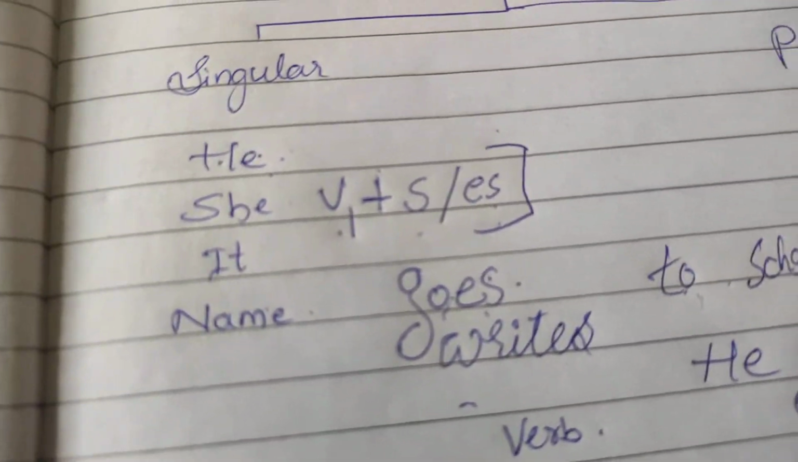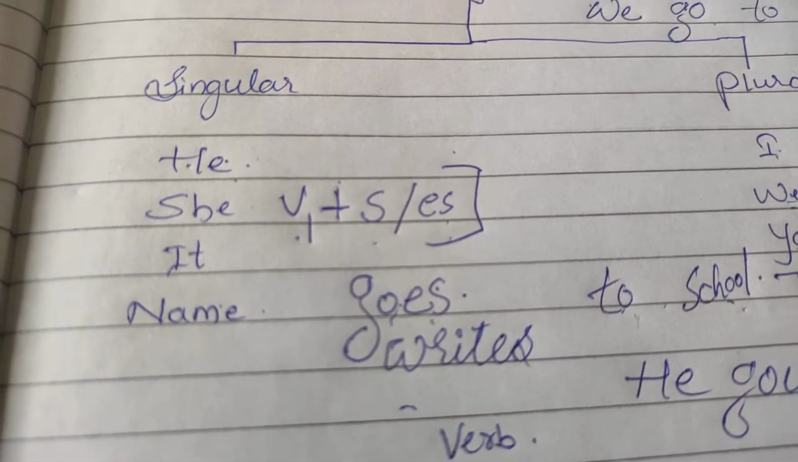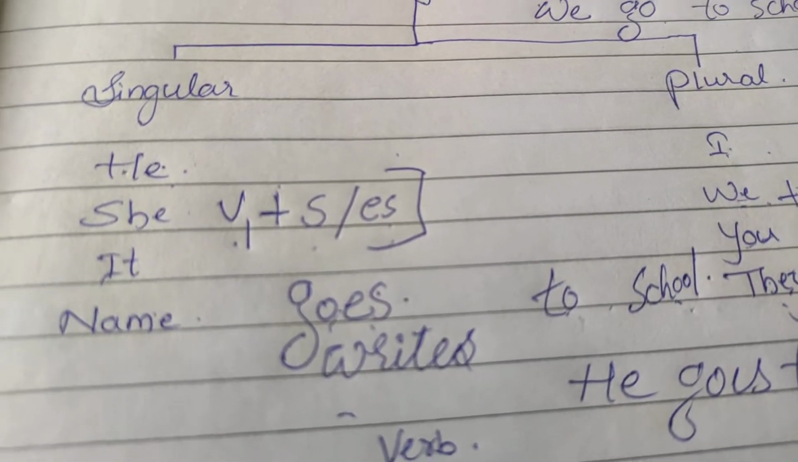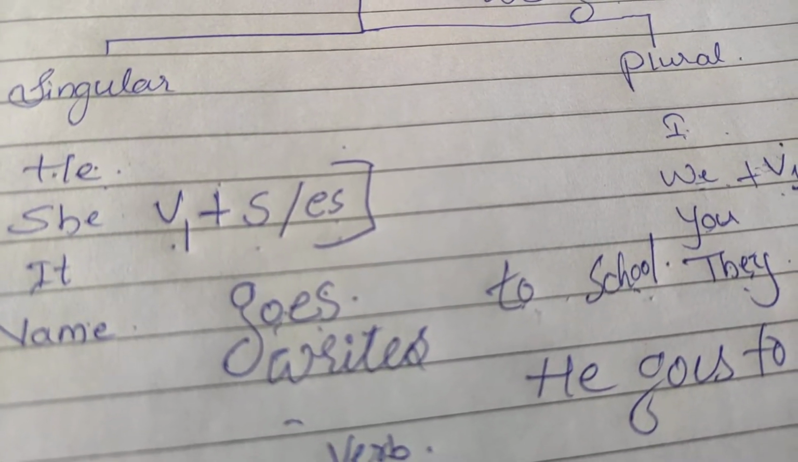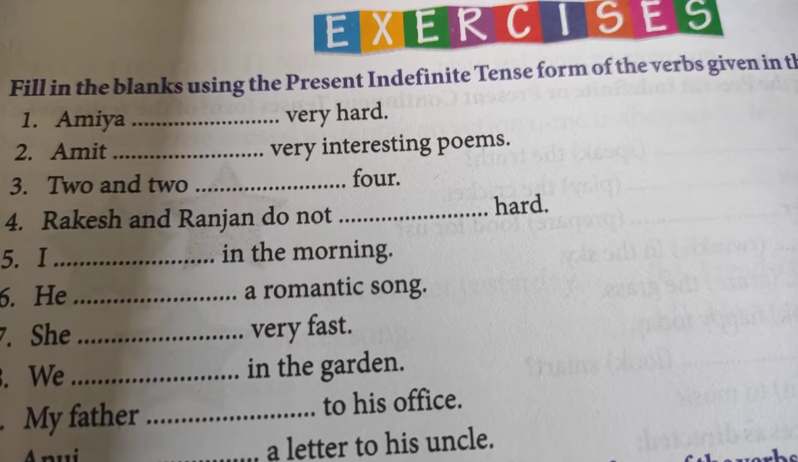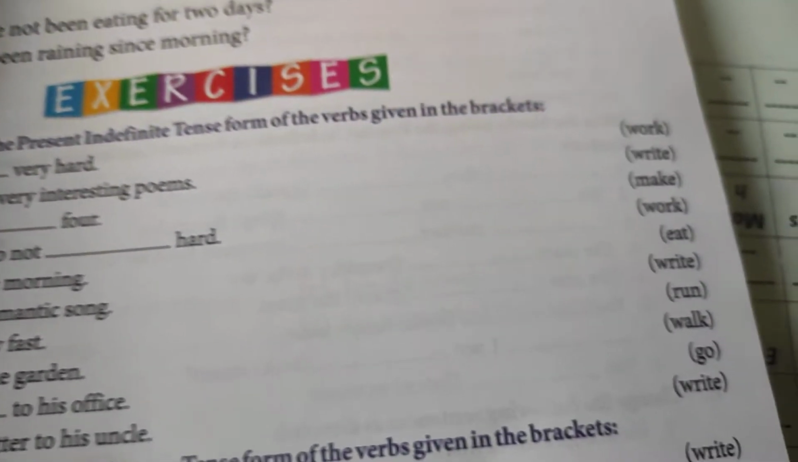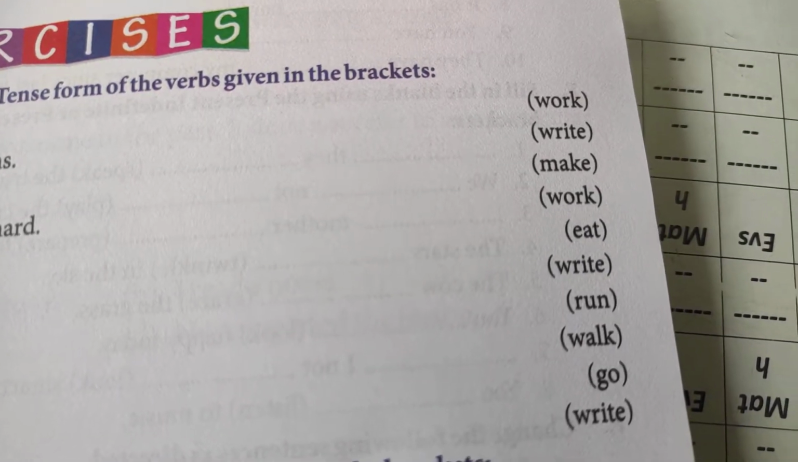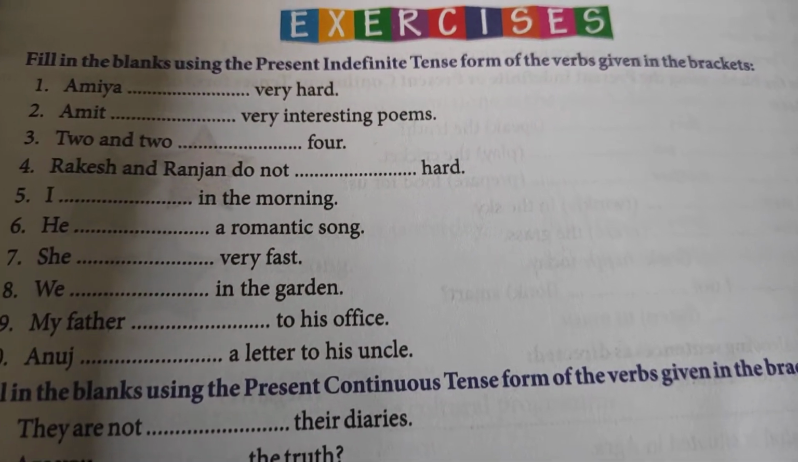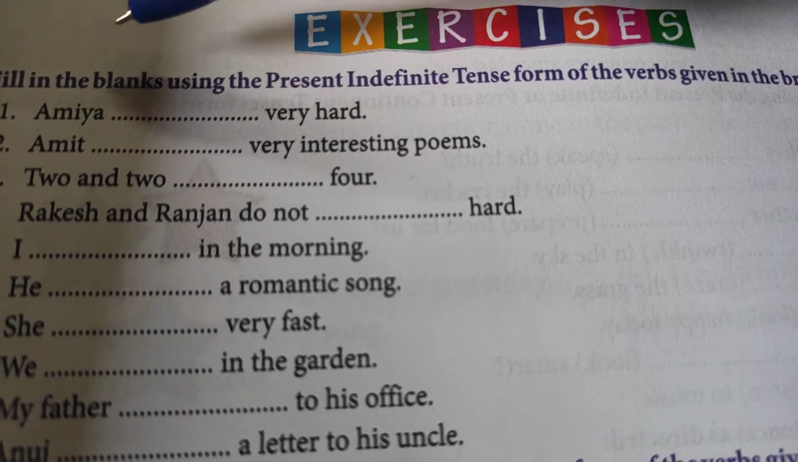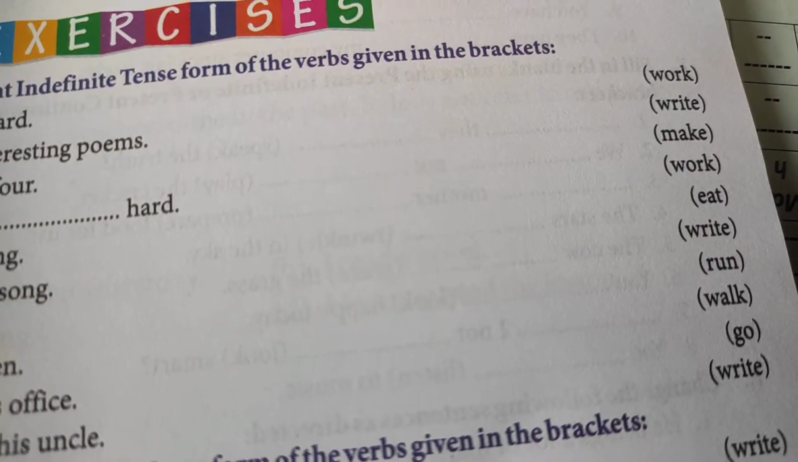Okay, there are a few exercises, let me tell you, and it will be easier for you to understand. A few questions are given here, like Amiya dash very hard. In the bracket it tells work. I will send the picture of this whole exercise. So Amiya work very hard, if you are writing in that way, it will not be okay.